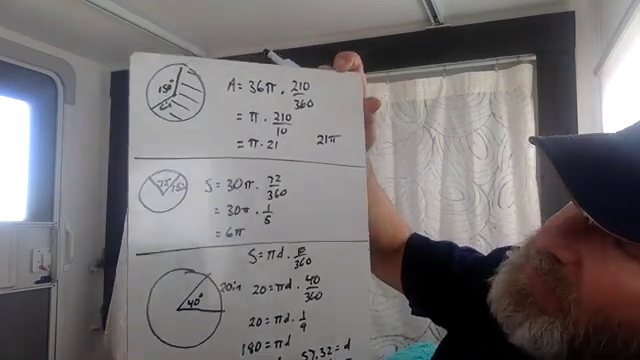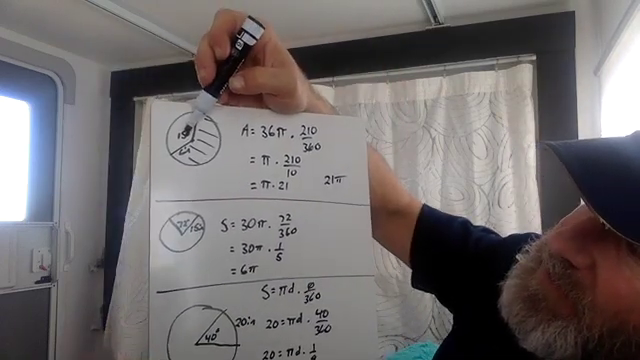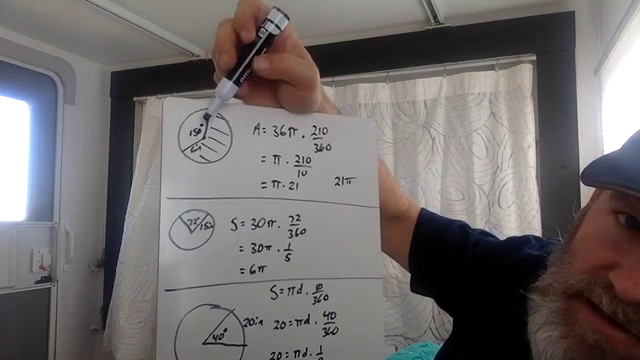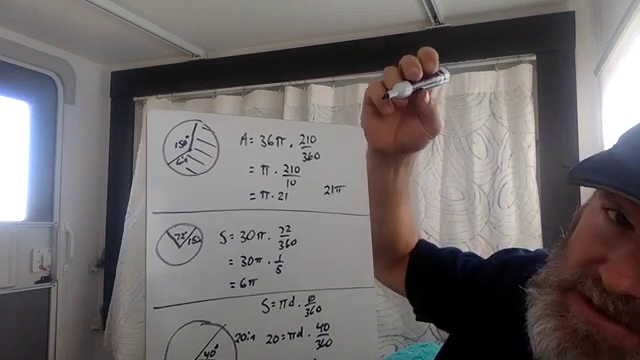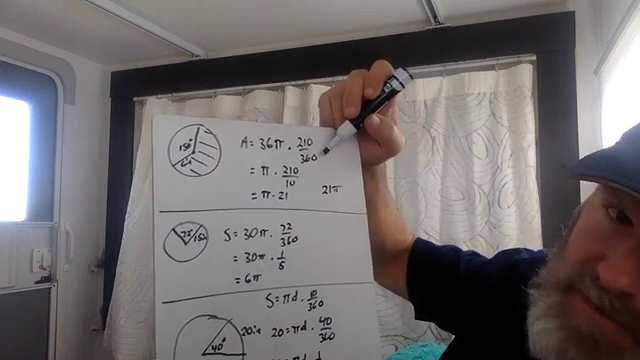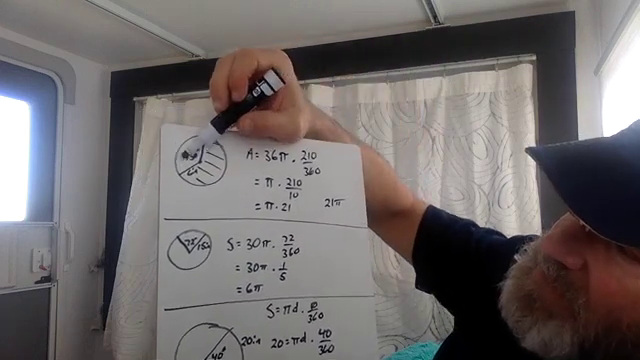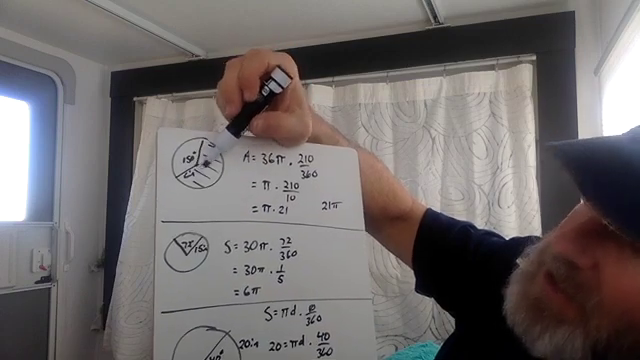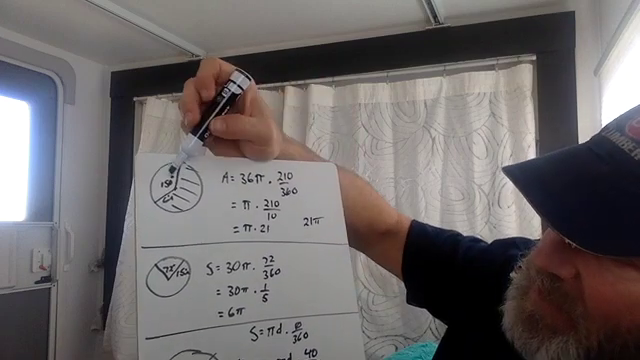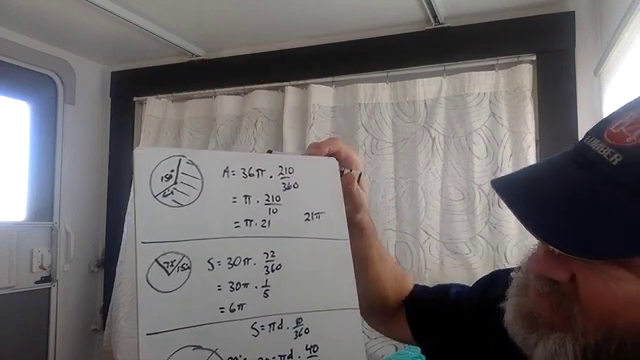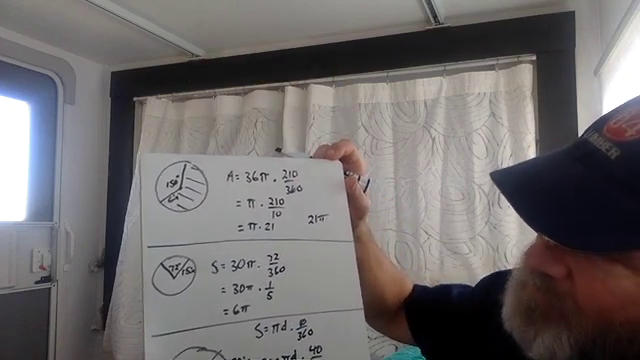So the first one was a 150-degree angle and a 6-inch radius, and they wanted to find the shaded region. A common mistake on this one is people do 150 over 360, but the 150 is the unshaded region. The shaded region is 210 because there's 360 degrees in a circle. So if part of it's 150, the other part must be 210 because they add up to 360.